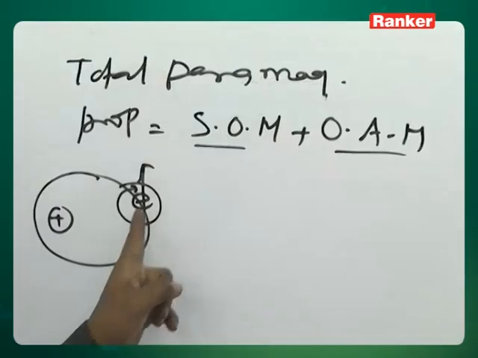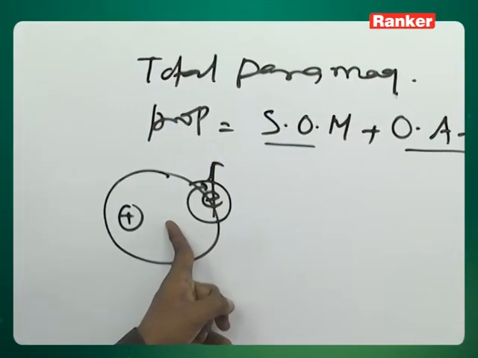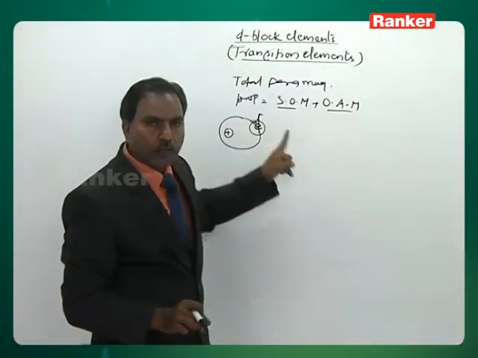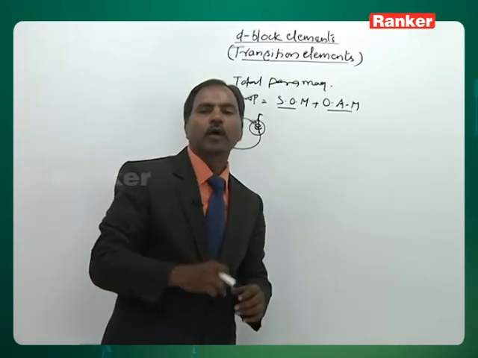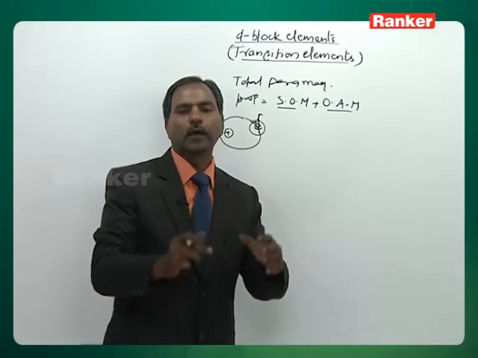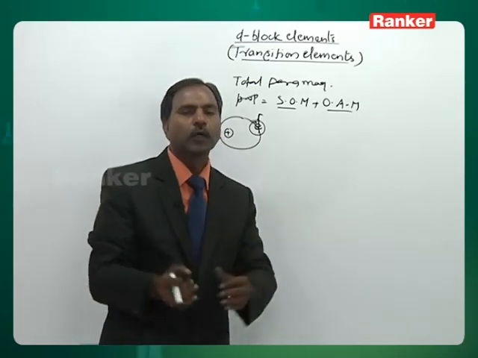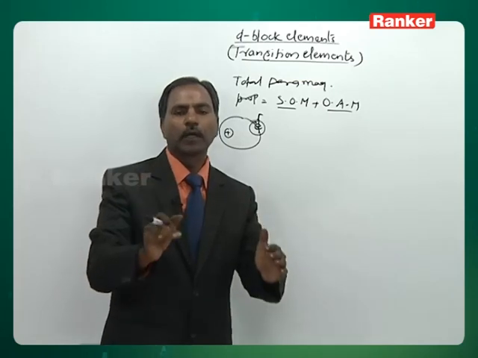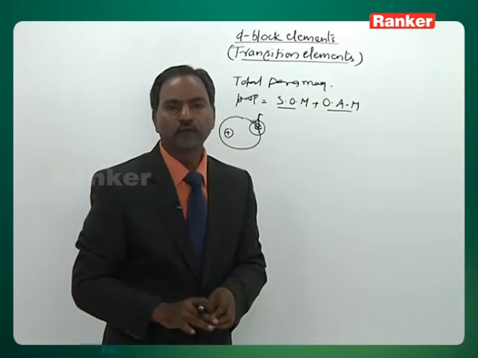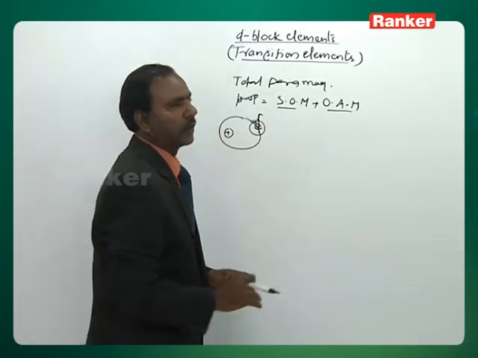One is spinning on its own axis, developing a magnetic moment, the spin angular moment. Next, revolving around the nucleus in a particular orbit, one more magnetic moment is developed, that is known as the orbital angular moment. These two moments together we call the total paramagnetic moment of that particular substance. Therefore, spin angular moment plus orbital angular moment.